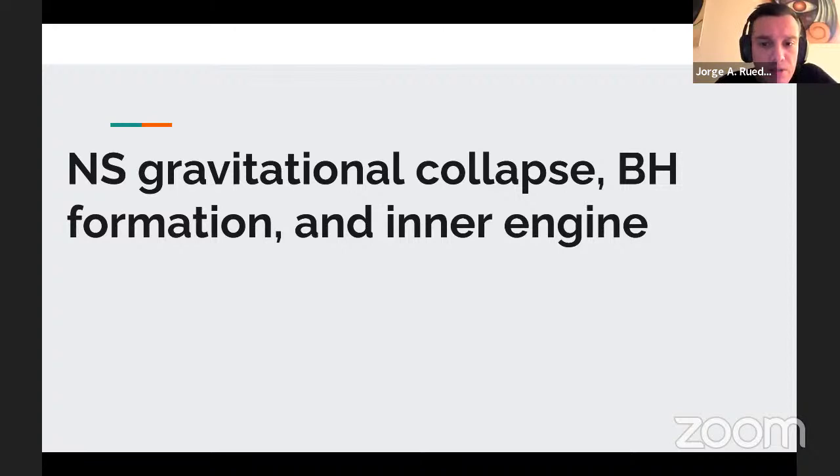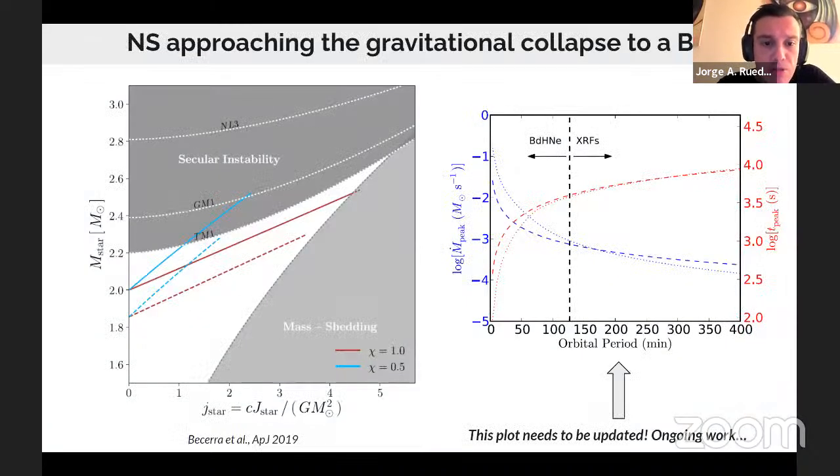Okay, so the neutron star gravitational collapse. I already mentioned that you can get the instability for gravitational collapse. And so you can divide the systems in which you have collapse, for the black hole, and systems in which you don't have a black hole.